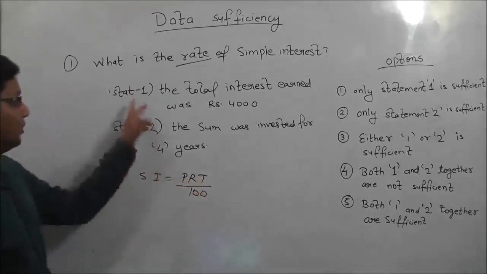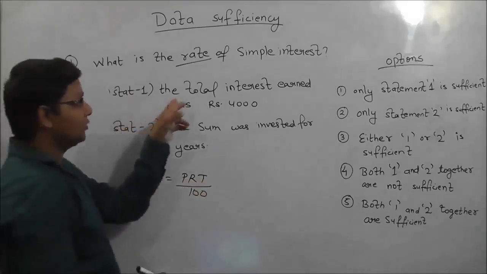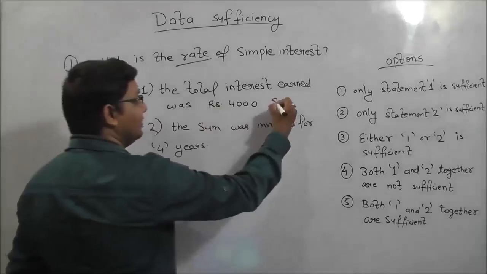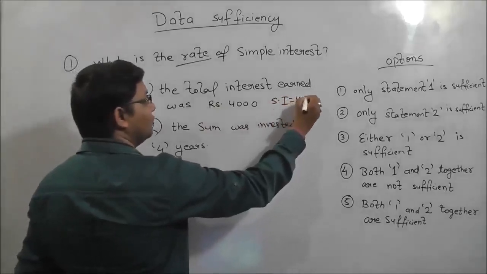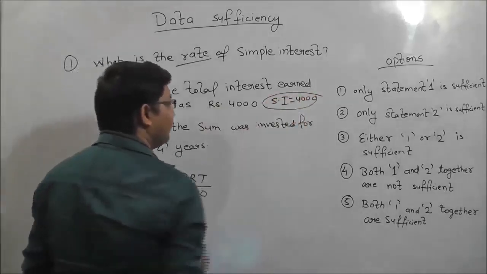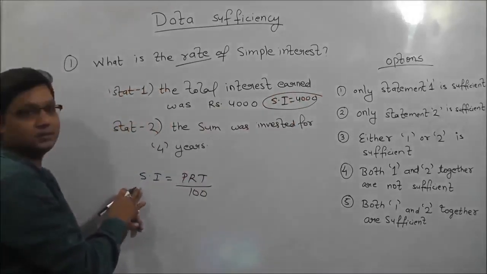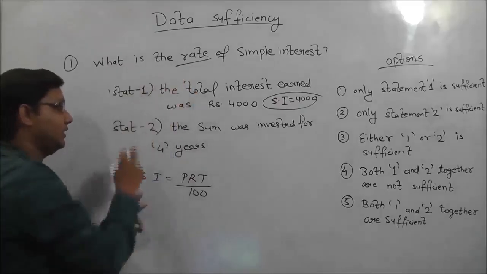Okay, from statement 1, only total interest earned was rupees 4,000. It means SI, simple interest, is given as 4,000. So with the help of only simple interest we cannot find the answer. So we cannot find the rate.